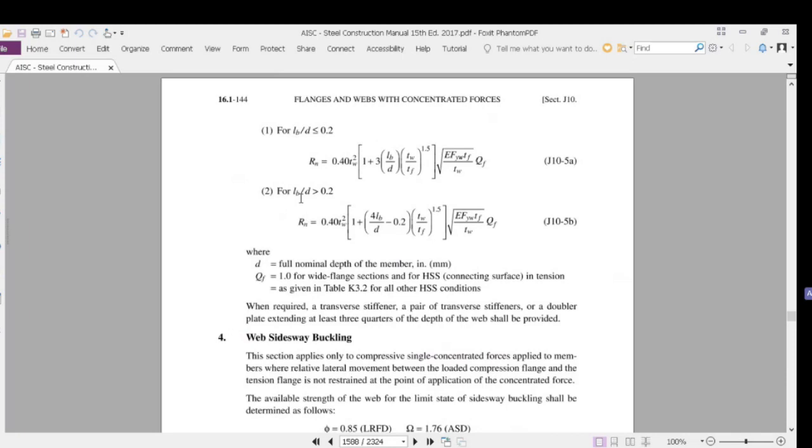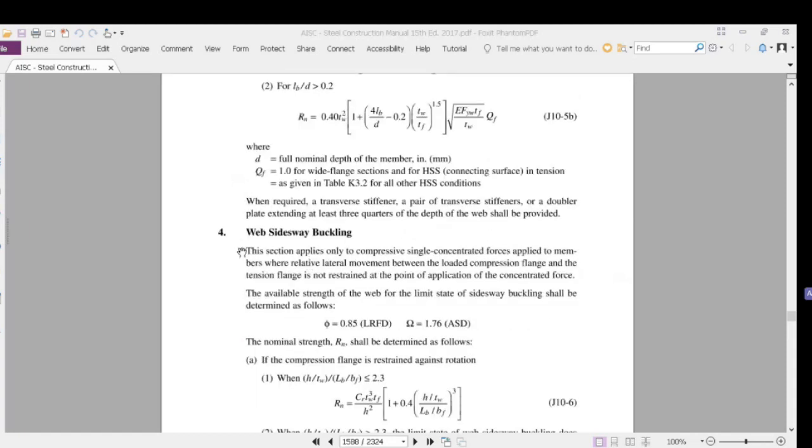If the ratio of the bearing length and depth is greater than 0.2, then Rn will be equal to 0.4 times thickness of the web squared, times (1 plus (4 times the bearing length by depth minus 0.2) times the ratio of thickness of the web by thickness of the flange raised to the power 1.5), times the square root of modulus of elasticity, yield strength of the web, thickness of the flange by thickness of the web, times the factor Qf.